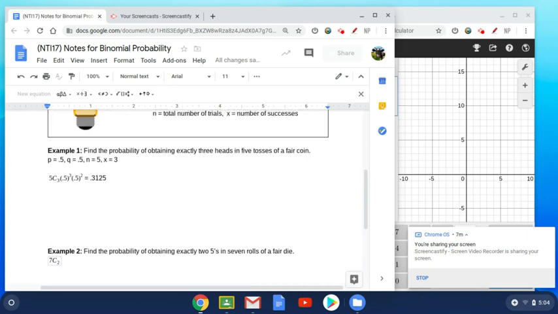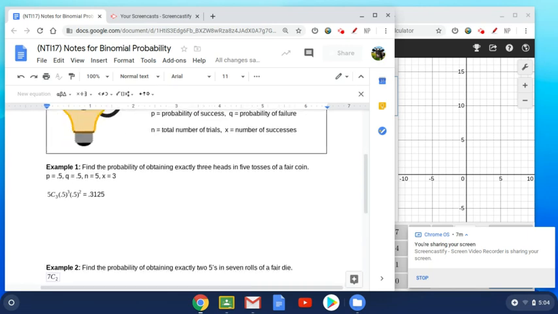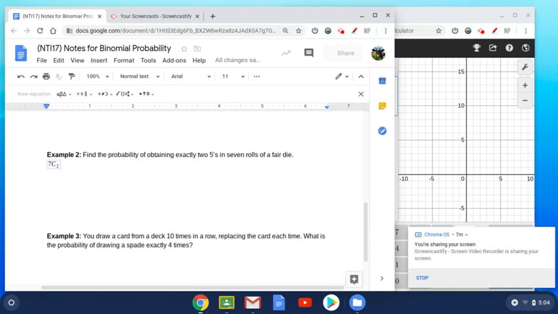Okay, then if I look back at my formula, the next part is p to the x. Okay, p is my probability of success. Well, getting a 5 is considered a success. So what's the probability of rolling a 5? Well, that's 1 out of 6 on a dice. And how many times do I want to roll a 5? Well, I want to roll it twice.